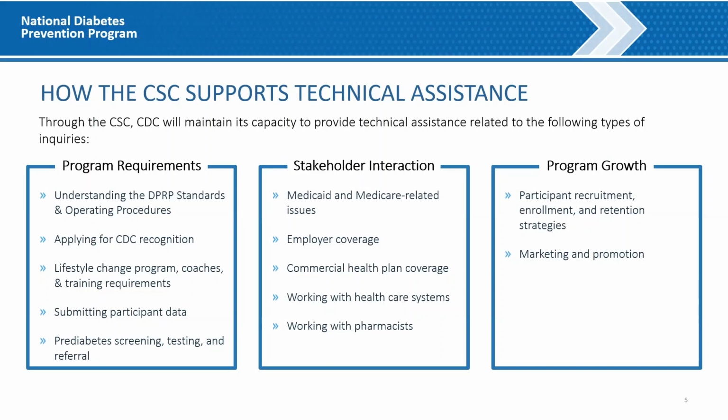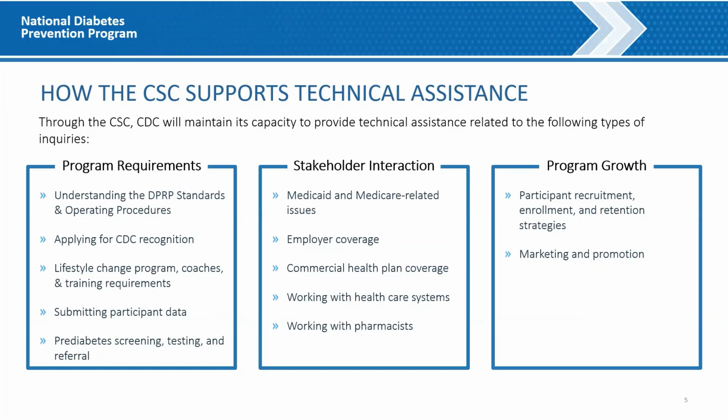The CSC provides technical assistance through a group of highly trained technical assistance coordinators who are well-versed in the DPRP standards and operating procedures and the National DPP curriculum to provide quick, reliable, and accurate technical assistance within days of a request. They are supported by a group of subject matter experts, or SMEs, ensuring your organization is properly serviced.